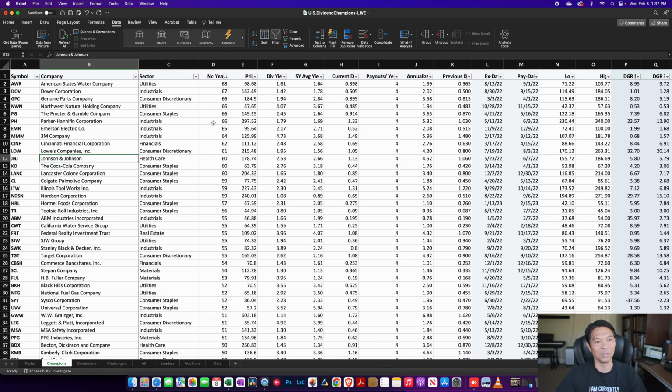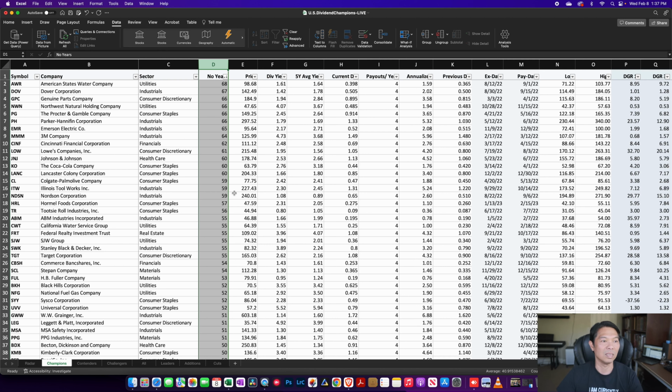So one of the things I did was take the list and sort it by number of years, which is this column, to see which company has paid and increased their dividends the longest. If you didn't raise it or you cut it, that doesn't count. And what you can see here is that some of these companies are pretty big, and they've been consistently increasing their dividends for a long time. For example, Genuine Parts Company has raised their dividends for 66 years. That's a long time. Procter & Gamble, P&G, 66 years as well.